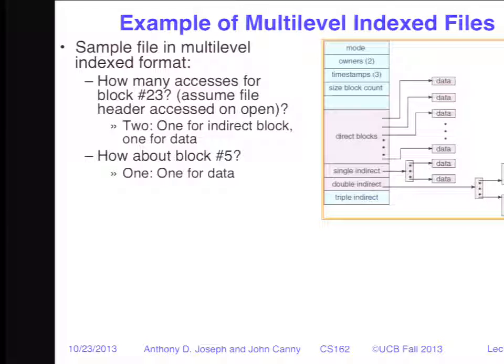1, right? Because it's going to be one of these pointers right here, and it's already in memory, so we can just go and read the block. Right? Let's get a little bit more complicated. How about block 340?